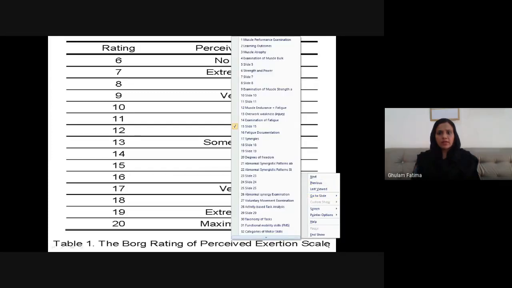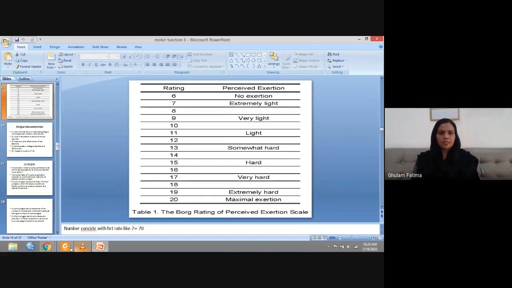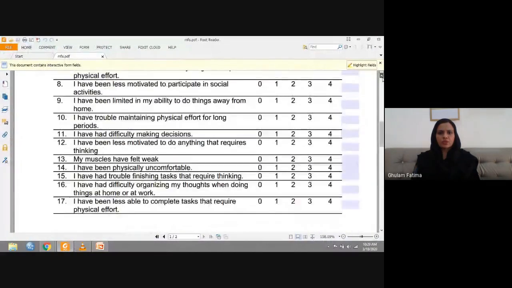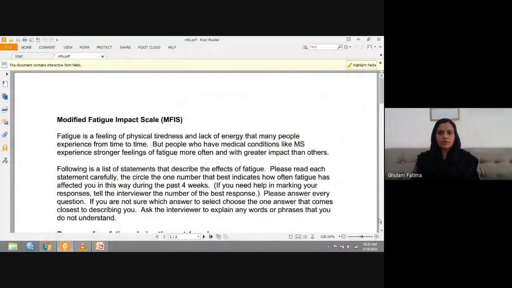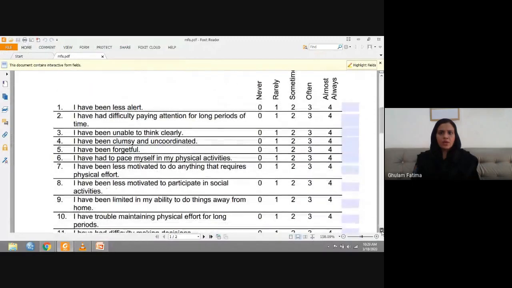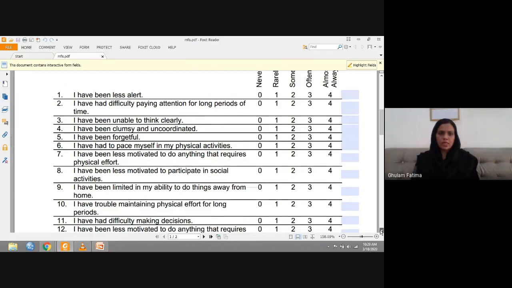Okay, the modified fatigue impact scale is basically an outcome measurement tool that can be used to record the fatigue of the patient in the last 4 weeks. It is based on a Likert scale of 0, 1, 2, 3, 4. The patient has to rate from never, rarely, sometimes, often, to almost always. It has questions like: I have been less alert, I have difficulty paying attention for long periods of time, I have been unable to think clearly, I have been clumsy and uncoordinated, and so on.